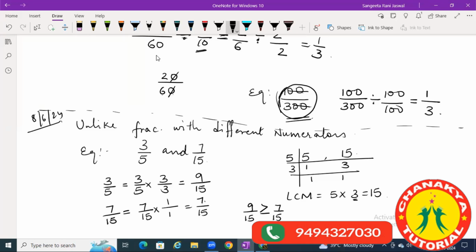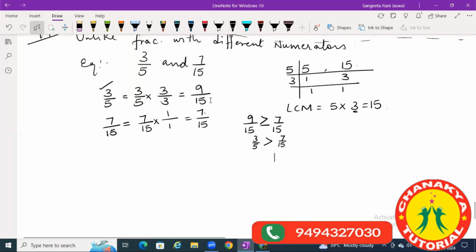So 9 by 15 is actually which fraction here? 9 by 15 is this fraction, 3 by 5. So that means I will write 3 by 5 is greater than 7 by 15. You get it? Okay. Let's take more examples on this.